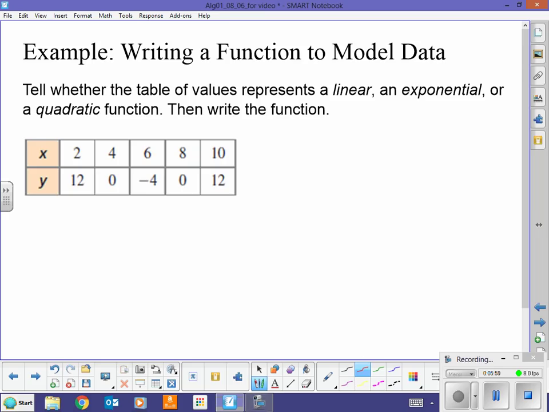Let's write a function to model data here. First, we have to tell whether this is linear, exponential, or quadratic. Then we're going to write the function. Okay, and I can see here that my x values are increasing by 2, right? But that's constant, so that's okay.